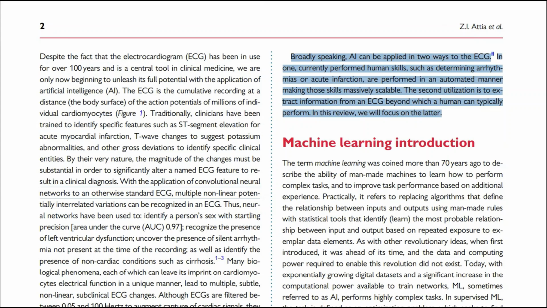Broadly speaking, AI can be applied in two ways to the ECG. The first is that currently performed human skills, such as determining arrhythmias or acute infarction, are performed in an automated manner, making those skills massively scalable. The second utilization is to extract information from an ECG beyond which a human can typically perform. In this review, we will focus on the latter.